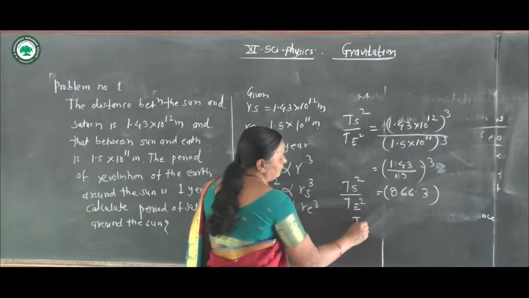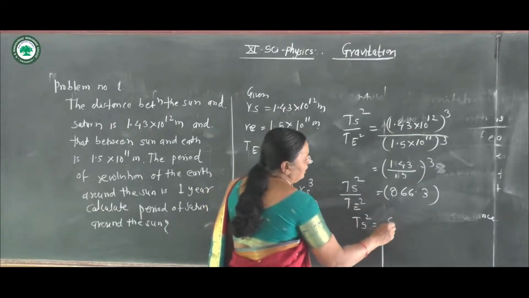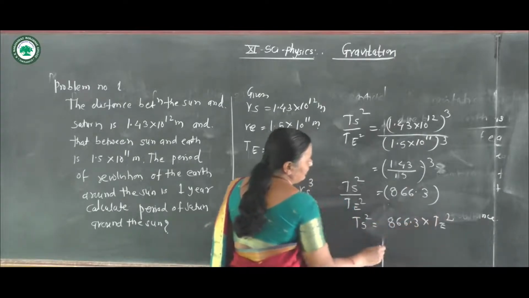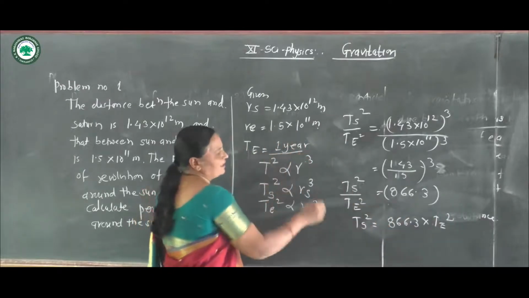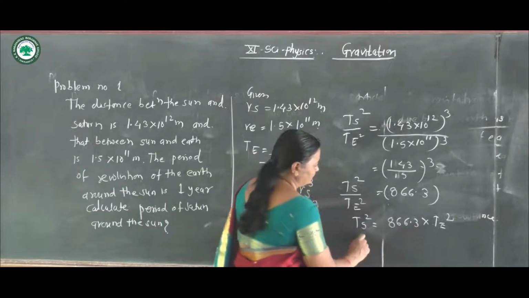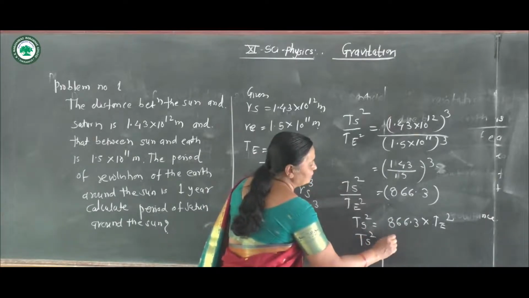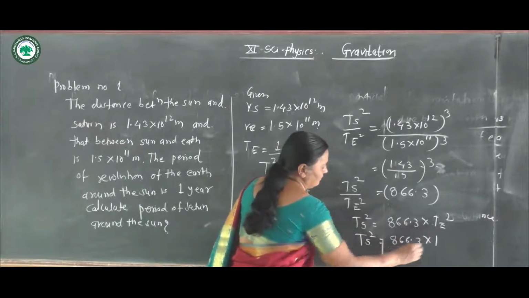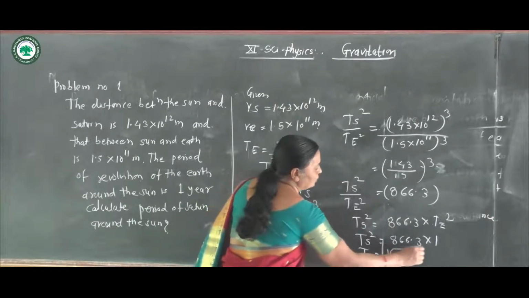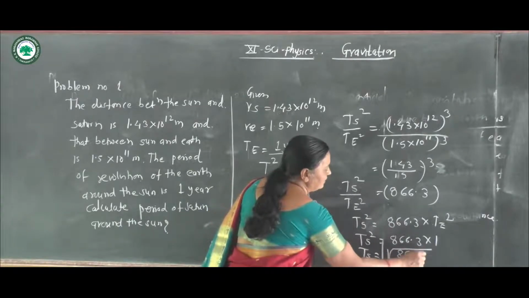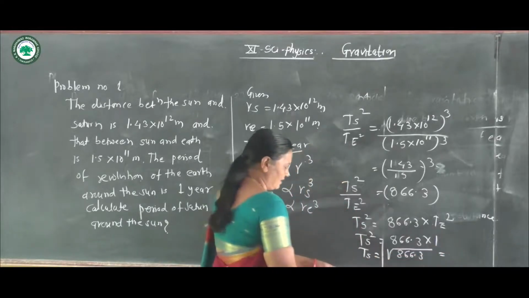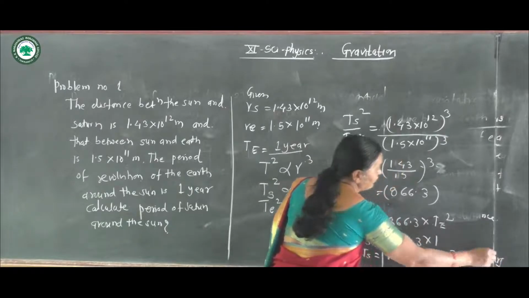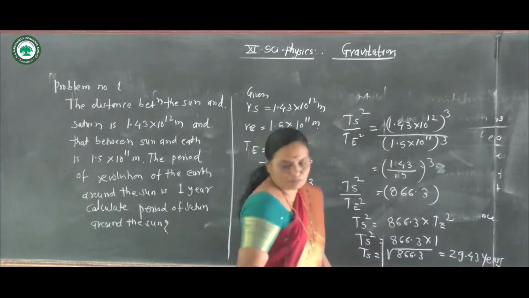Then Ts square is equal to 866.3 into Te square. Te square having value 1 year, substitute here, Ts square is equal to 866.3 into 1. Then Ts is equal to under root of 866.3, which has the answer 29.43 years.